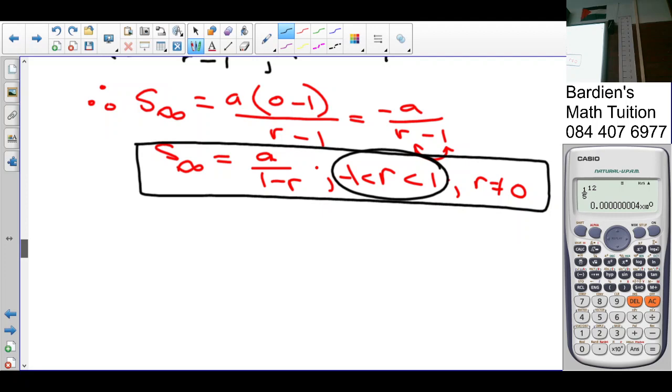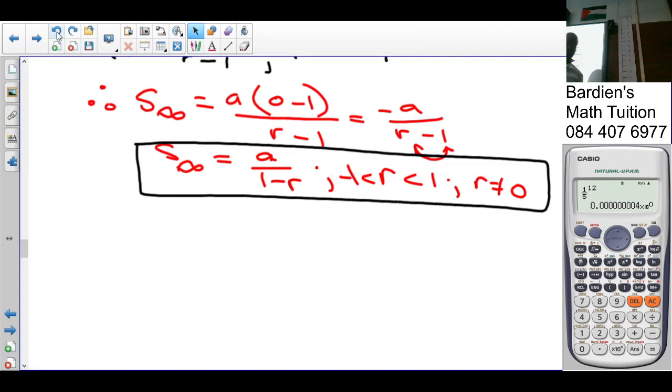If that condition is not met, then we can't use the formula. If r is equal to 2, we can't use the formula. If r is equal to 1.5 or negative 5 quarters, we cannot use this formula. Why? Because r is not between negative 1 and 1. Which means to say the series will then not converge. You guys understand? So I highlight that, that's very important.